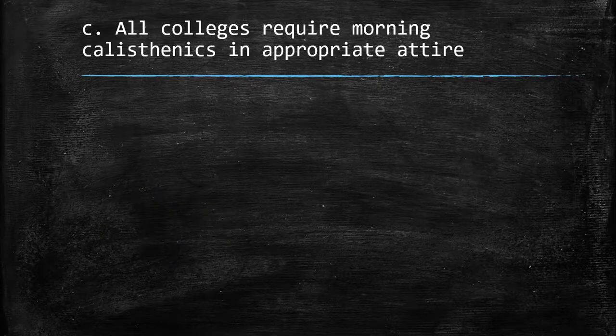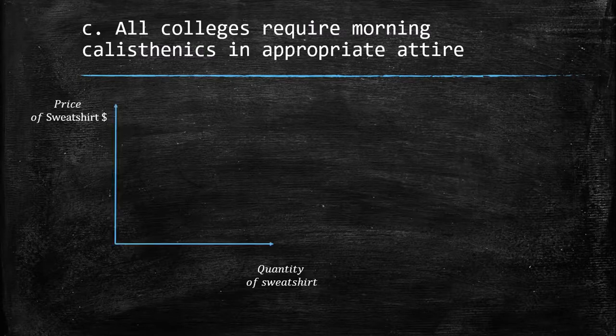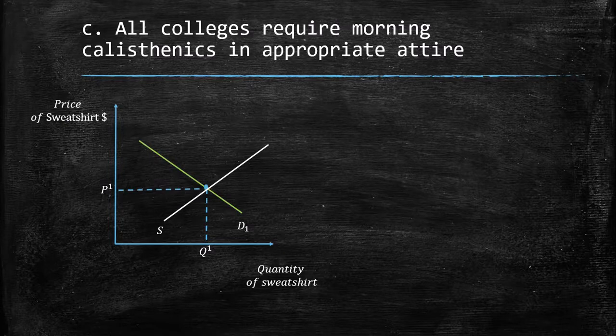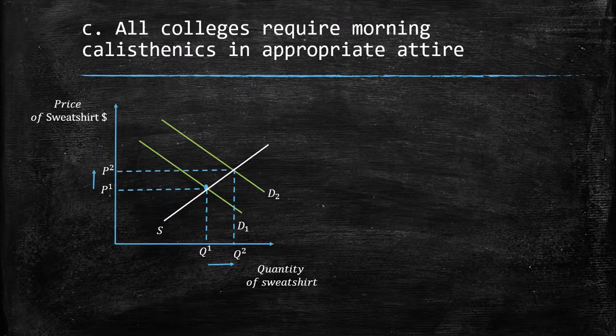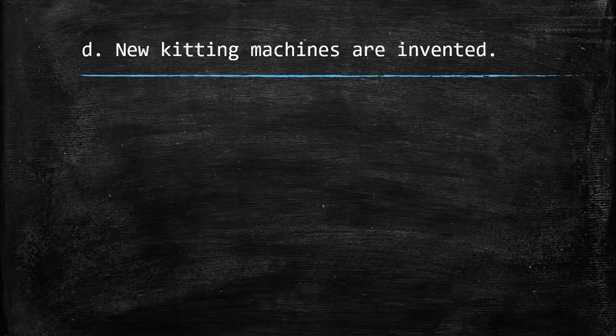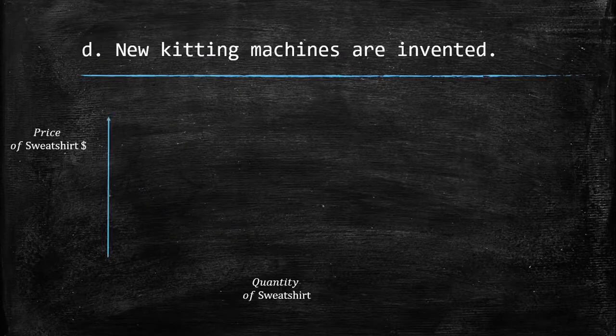The next case: all students are required to do morning calisthenics, and sweatshirts are appropriate attire. So in this case, there's going to be more demand for sweatshirts, so the demand is going to shift to the right. What are the consequences? There's going to be an increase in quantities and an increase in prices.